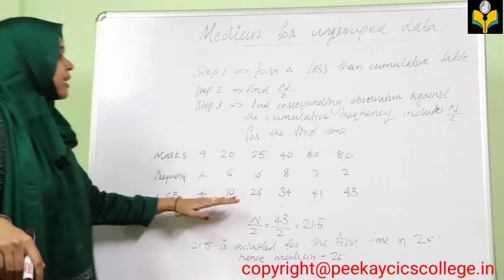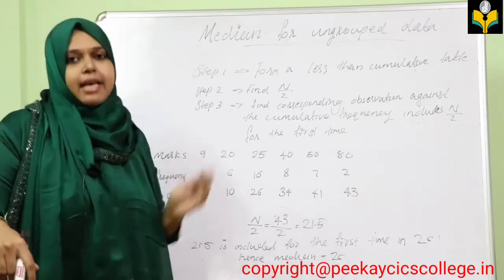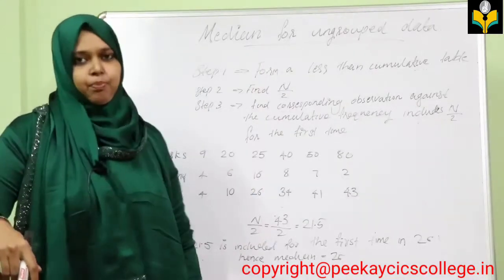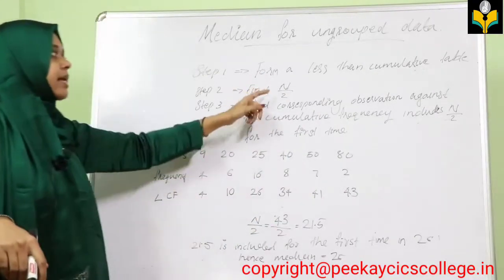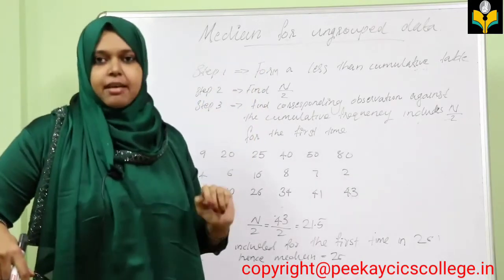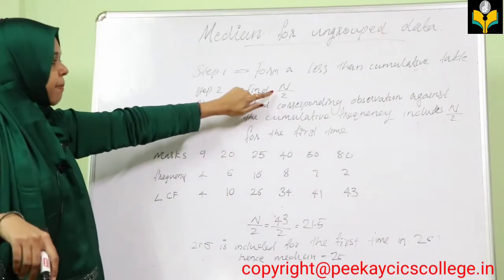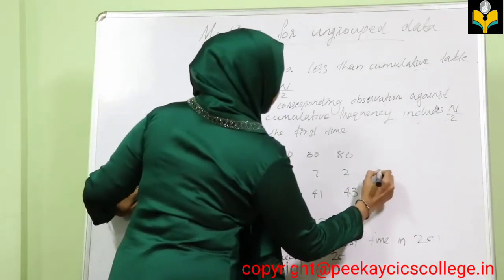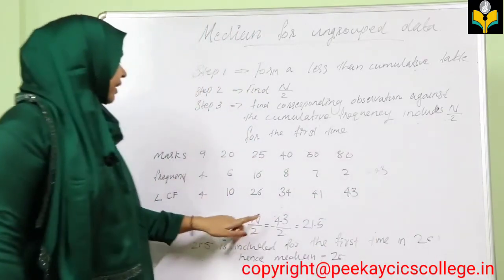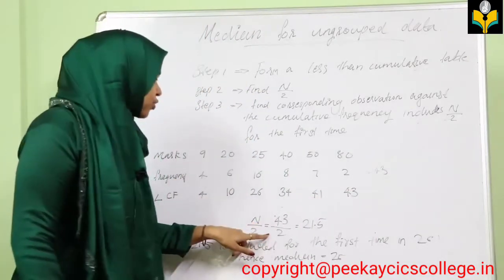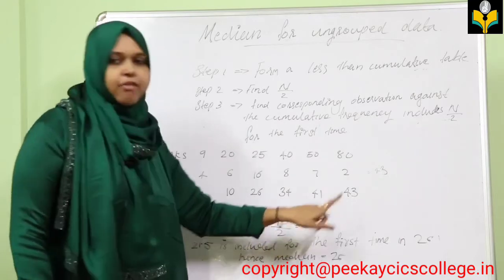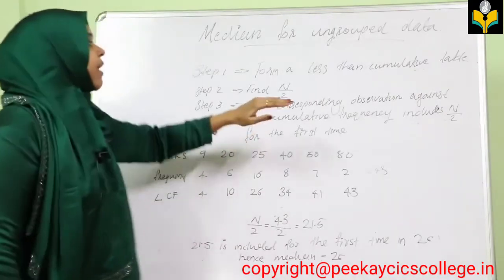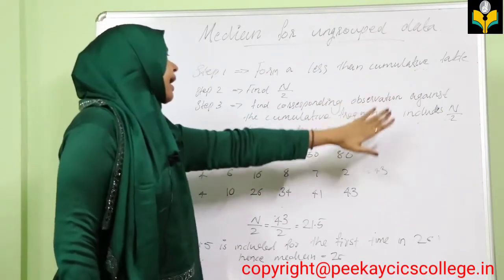So the first step is to find the less than cumulative frequency, and the next step is to find n by 2. We know that in the frequency case, n is sigma f. Here sigma f is 43, so n by 2 is 43 by 2, that is equal to 21.5.